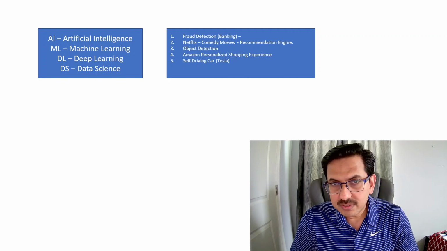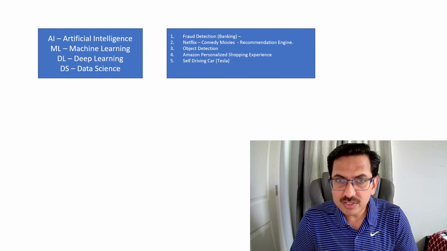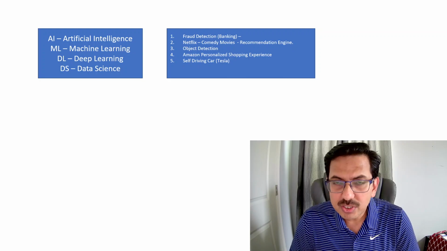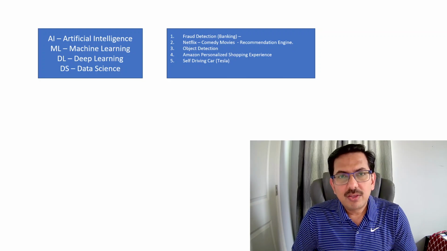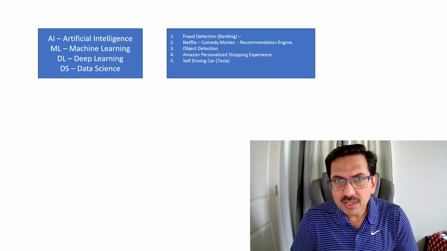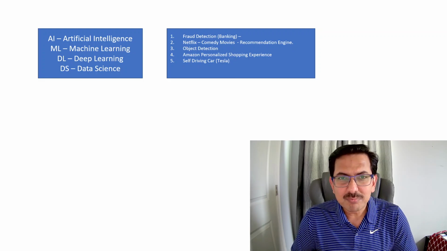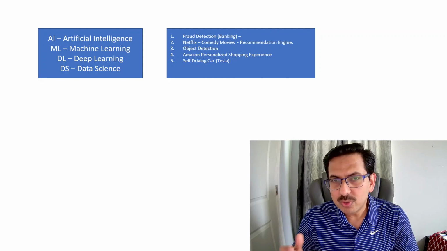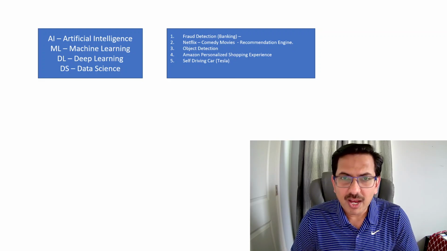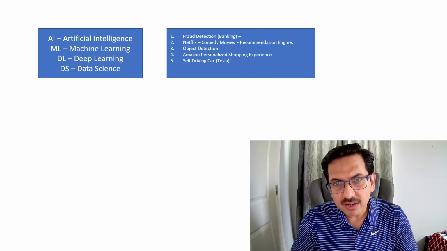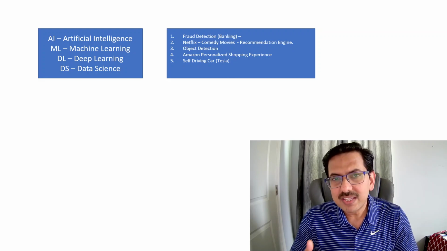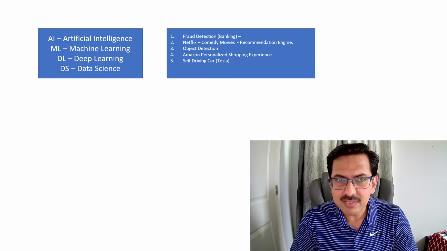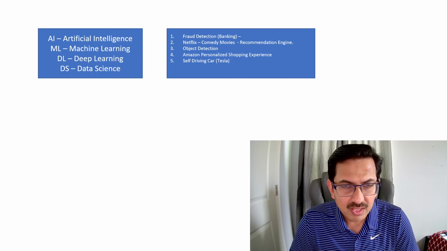Object detection. It's a very, very intelligent topic. Amazon's personalized shopping experience. You do some shopping today, probably an iPhone. Next day, if you open Amazon, it will give you recommendations: do you need an iPhone cover, iPhone screen guard, all these things. Everything is happening by the machine, and all these applications are examples of artificial intelligence.